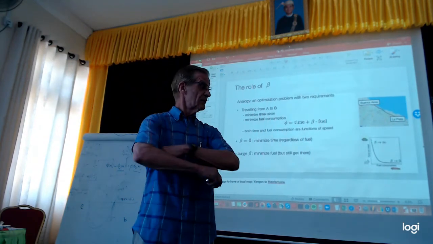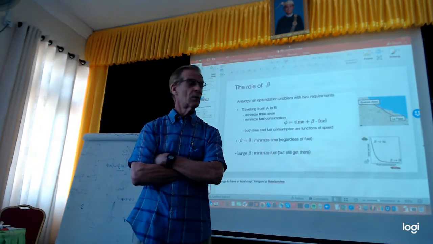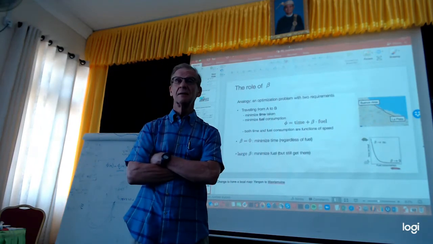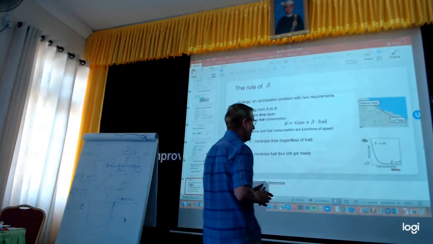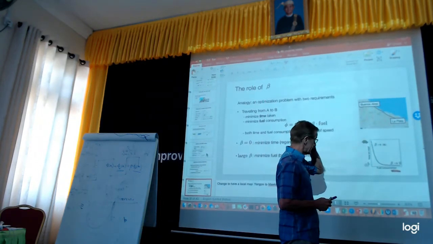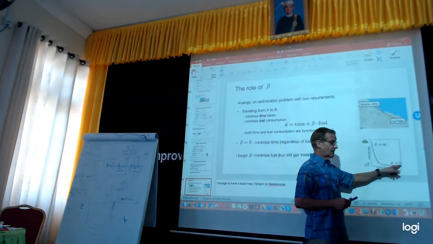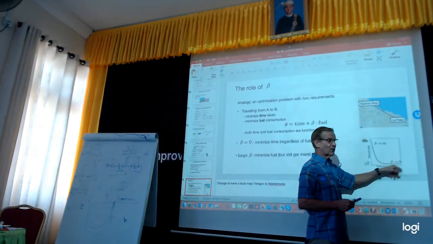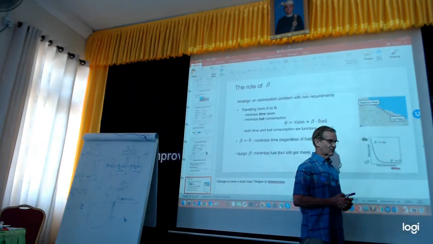So they have different ideas. Okay, good. Someone said they care about time, so that's minimize the time. Some people say it's both. Right, so if we minimize the time, okay, then we're out here. So this is time on this side. So then we're out here. So we've used huge amounts of fuel consumption.